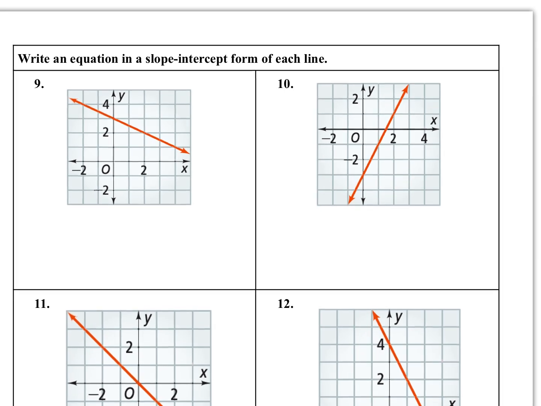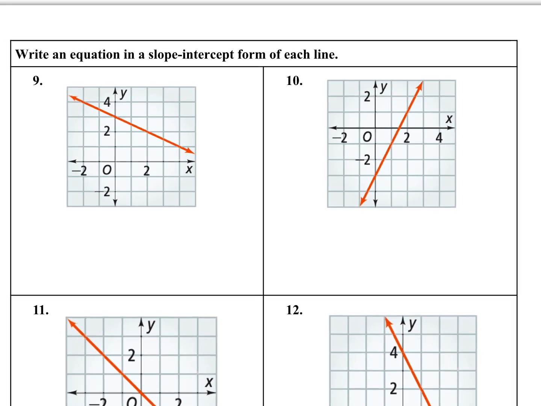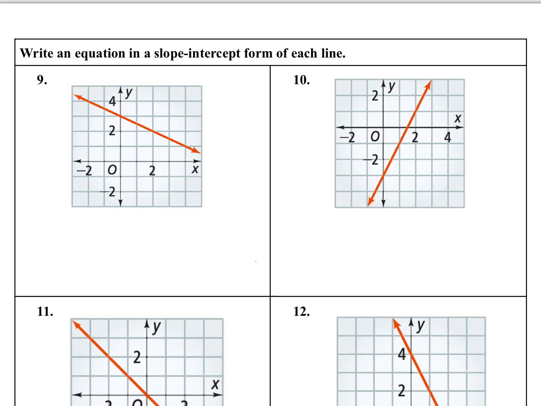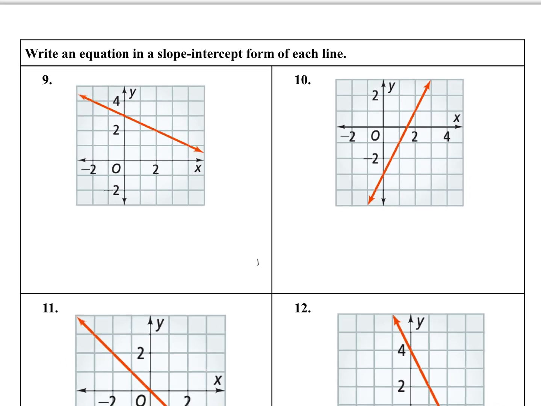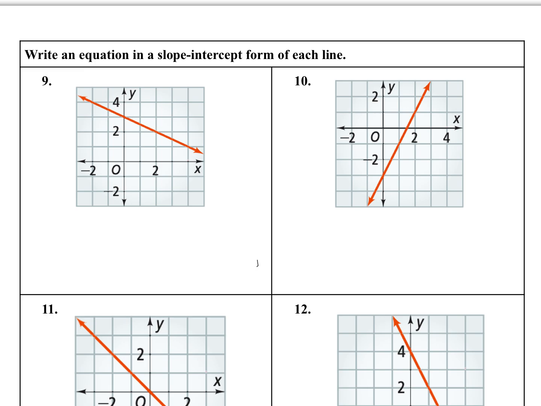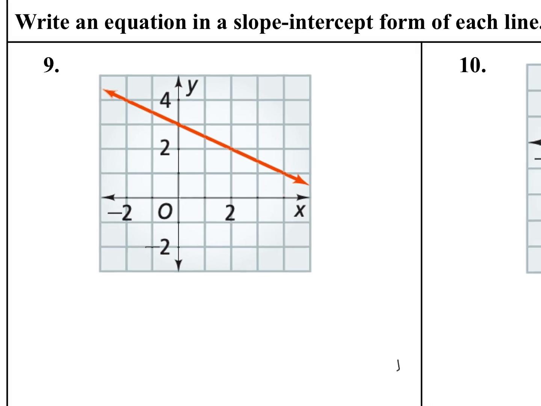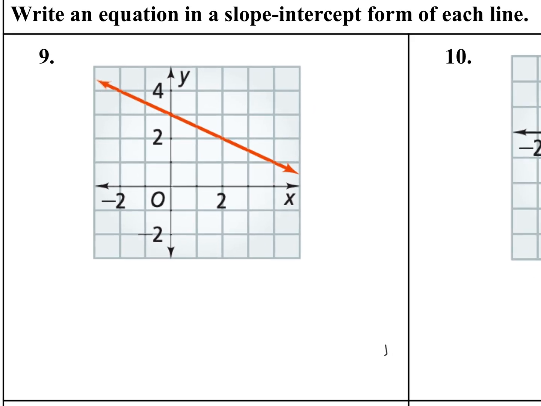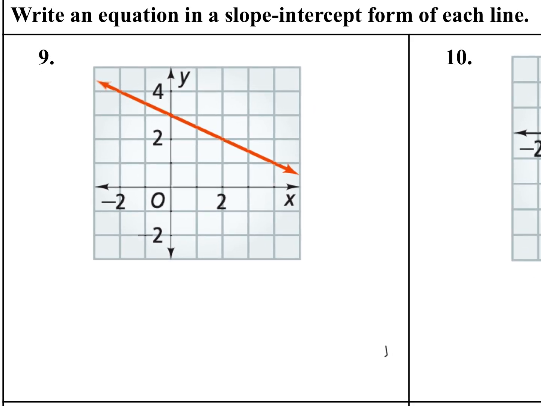Okay, so let's continue. Write an equation in slope-intercept form of each line. In this practice, we are given a graph, and what we're going to do here is determine at least 2 points where we can actually get the slope-intercept form of this line. Okay, so let's go to number 9. Here I can see that my graph has actually crossed the y-axis at 3.